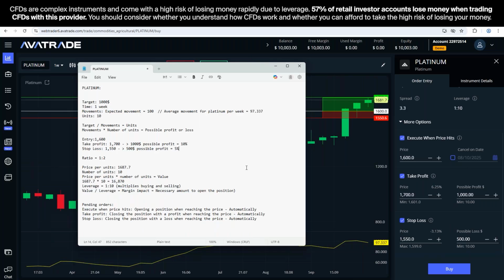Can I use this system for indices? Of course, Charlie. That's what I said in the beginning. This is supposed to be systematic. You can delete the numbers, and it should be easily applied to any other instrument as long as it's not currencies, because currencies are measured with pips.